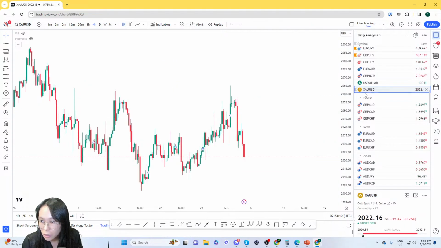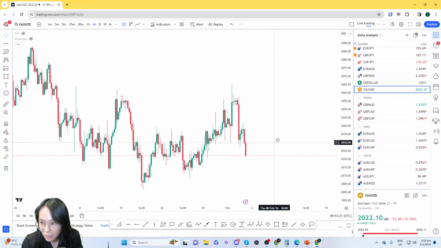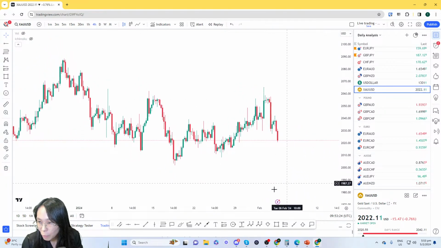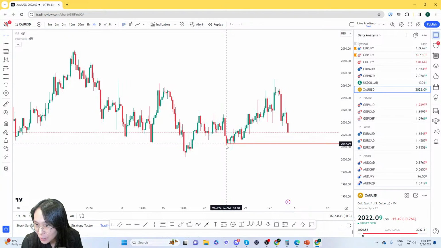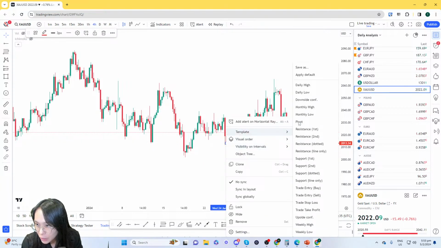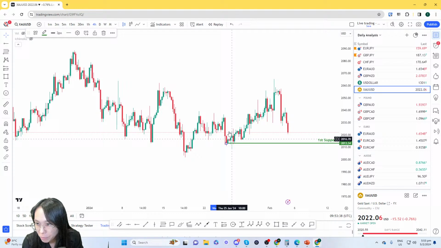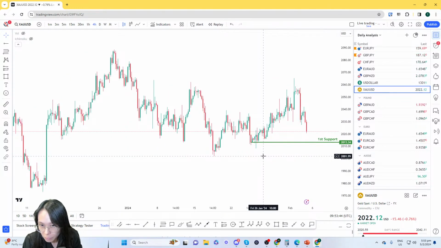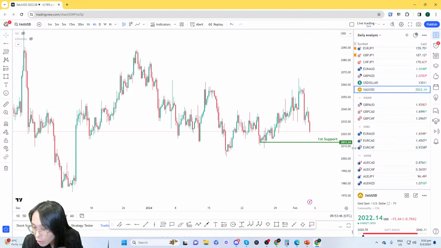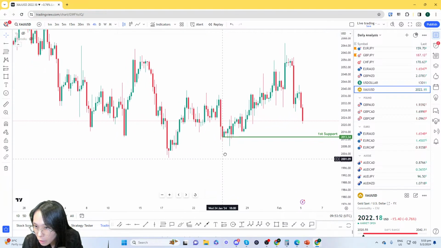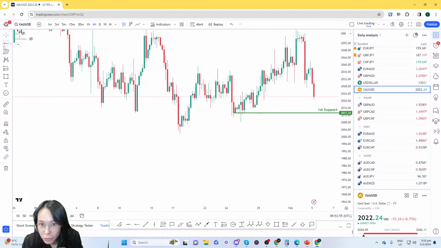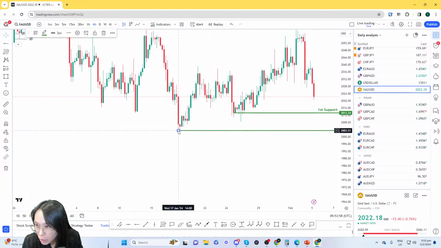So next up, let's look at gold. Gold is like the favorite. It's also my personal favorite. For the first support level, it will be at this 2013 level, and followed by the second with this swing low here.